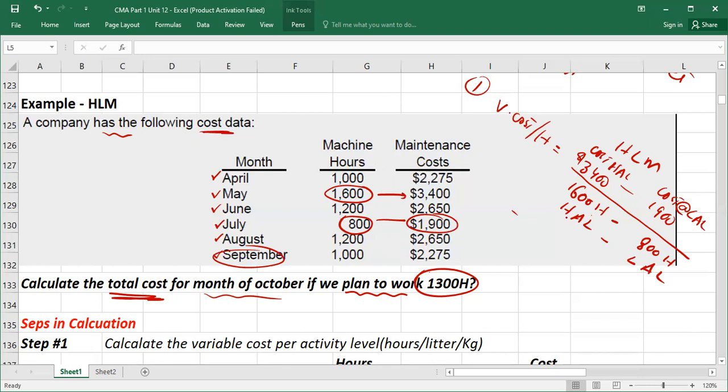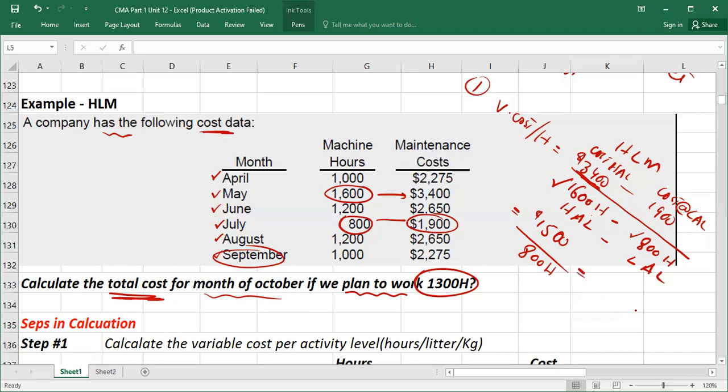So how will we solve? Obviously, first I'll take the difference in the numerator. 3,400 minus 1,900 is going to be $1,500. And then I'll solve the denominator. 1,600 minus 800 will give you how many? 800 hours. It means the difference in cost is $1,500 and the difference in hours at two different activity levels is 800 hours. So we'll solve it.